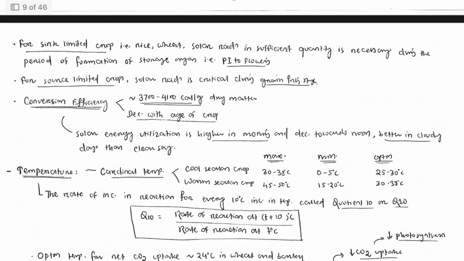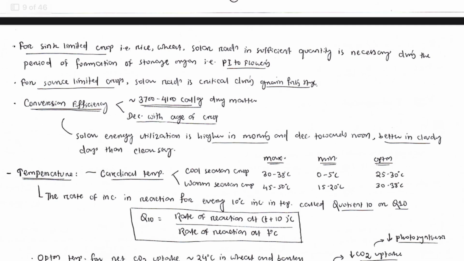Now, what is the source-sink relationship? Source means where the plant cooks the food, that means in chlorophyll. Sink means where it is being accumulated. So basically fruit and different parts of the plant, where the photosynthate is accumulated, is called sink. Source means where it is being generated.